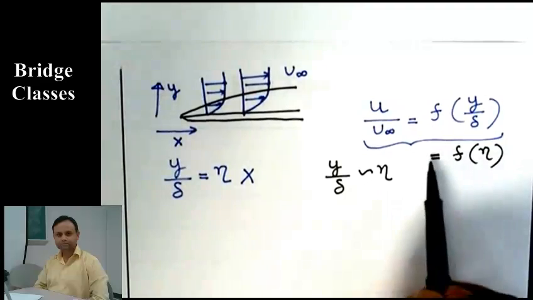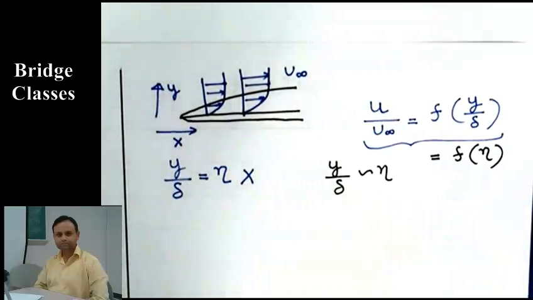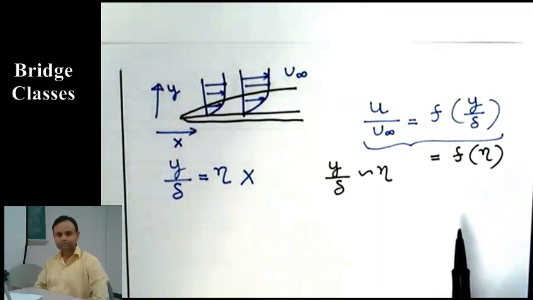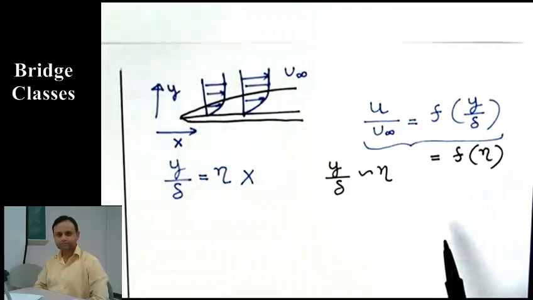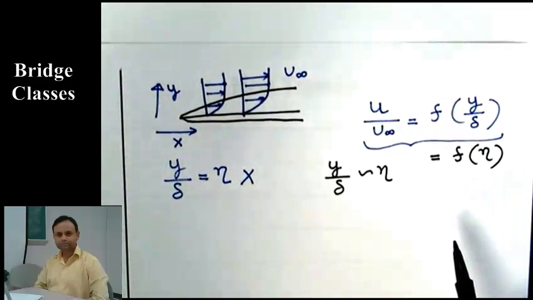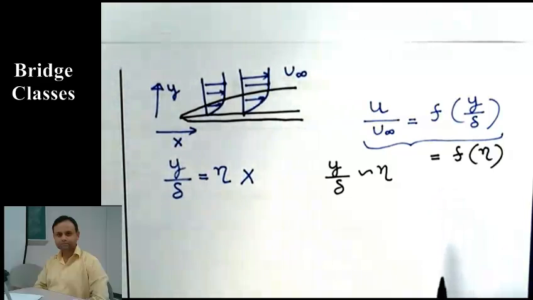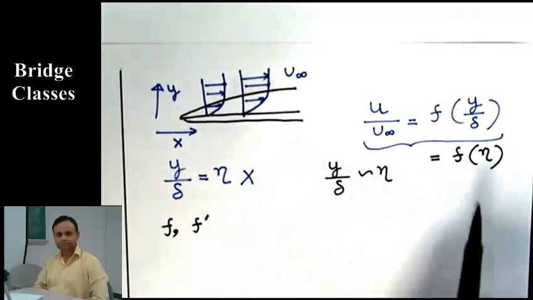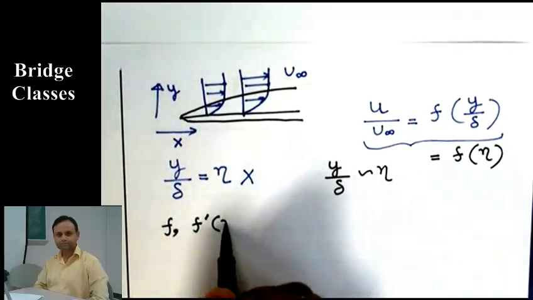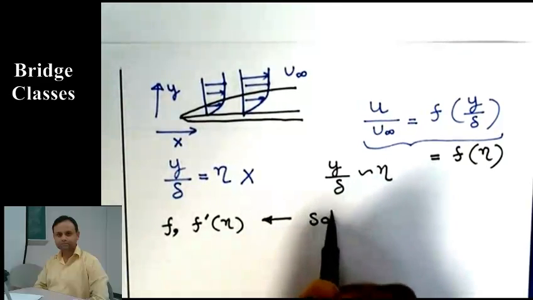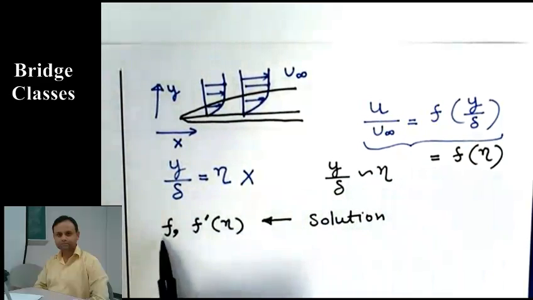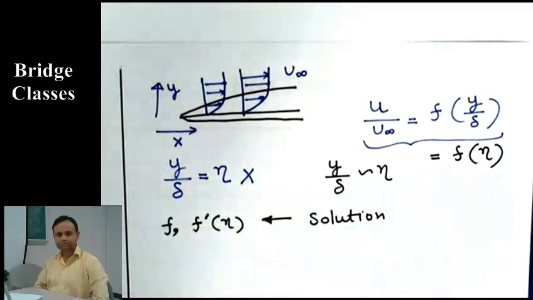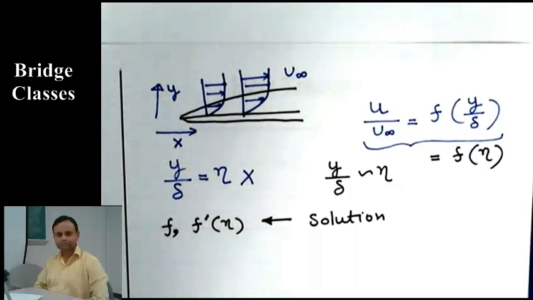Based on this, the momentum equation, which is a partial differential equation, becomes an ordinary differential equation, and you have boundary conditions. That equation can be solved. There is no analytical solution, but numerically you can solve. By solving that equation, you get f and f prime, these functions as a function of eta. That is the solution of those equations, and these give you the velocity profile. So effectively you got the velocity profile, and that is what we were looking for.